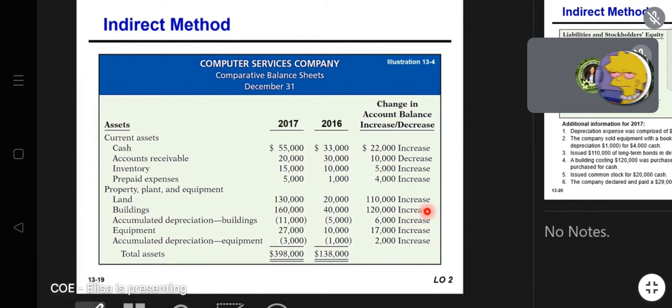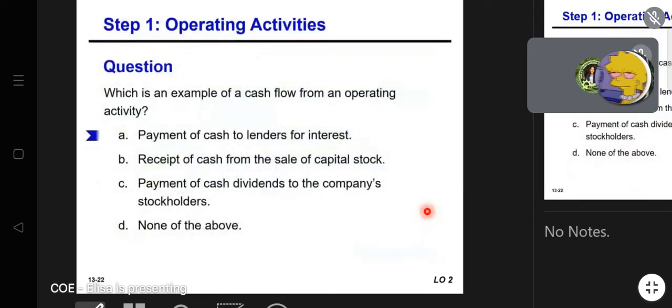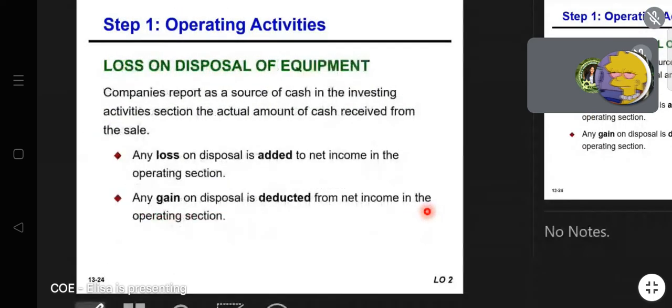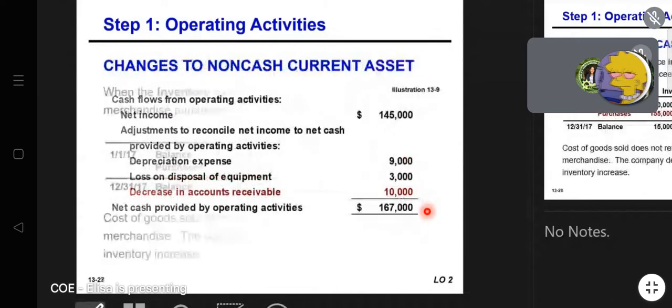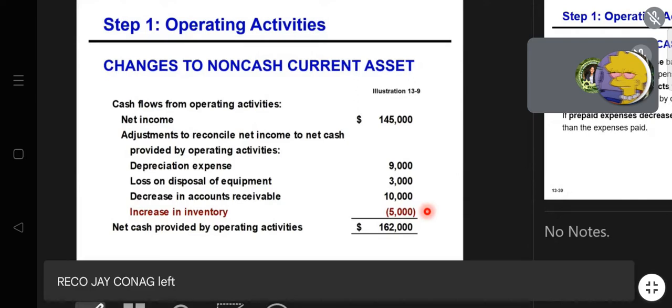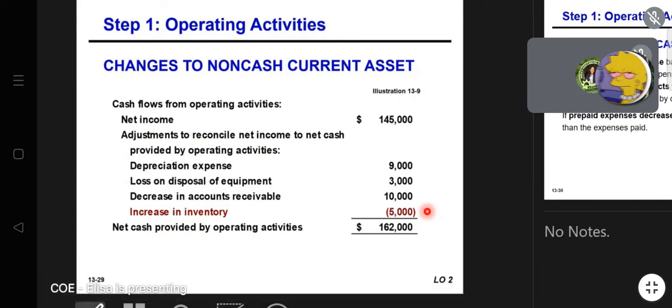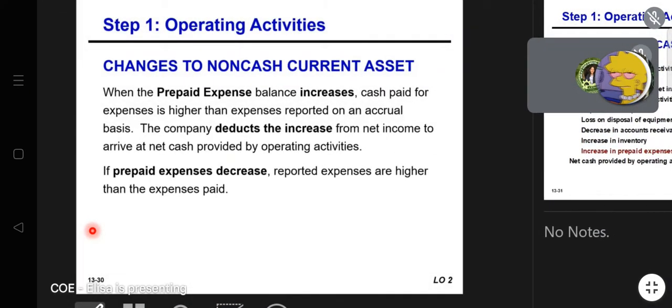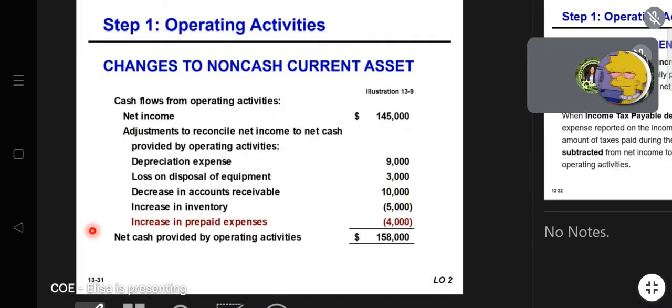So, she bought, so it is a reduction from cash. When there is an increase in inventory, that would mean a usage of cash or payment to suppliers. So it is negative, we reduce it. Follow? Next is prepaid expenses.